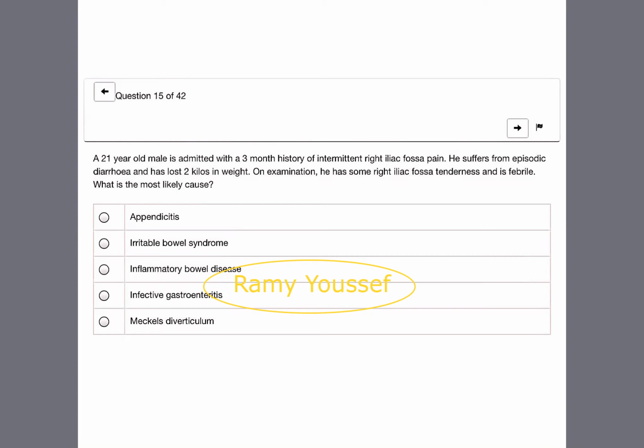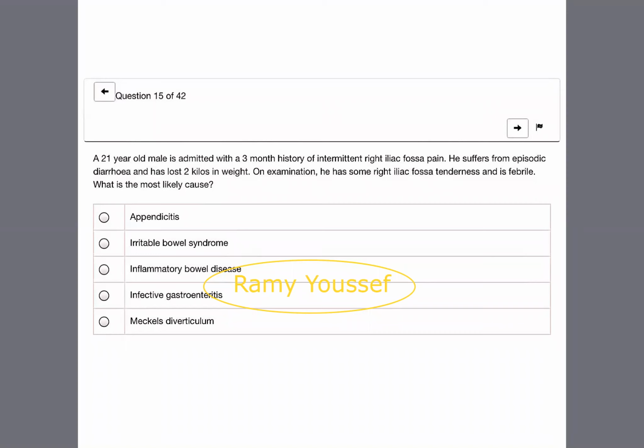But here, direct history, don't just talk about sporadics. We are talking about direct history here. So the history here is diarrhea, losing weight and right iliac fossa pain. This is a case of terminal ileitis of Crohn's disease.